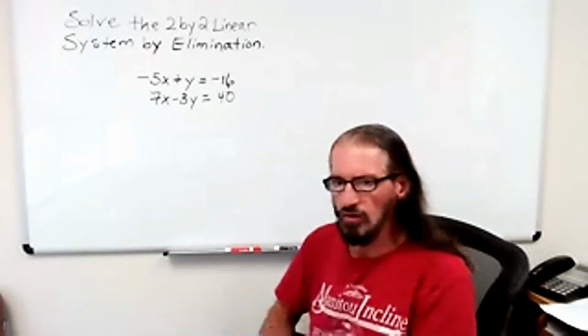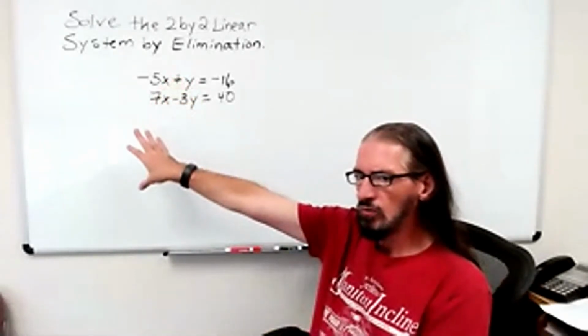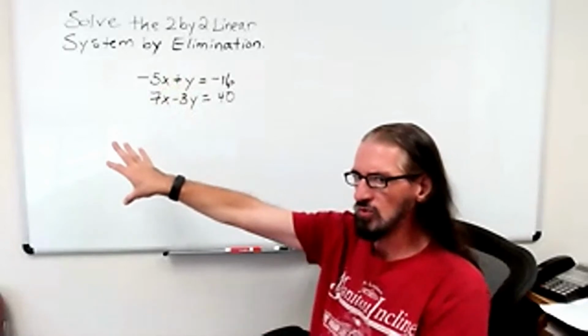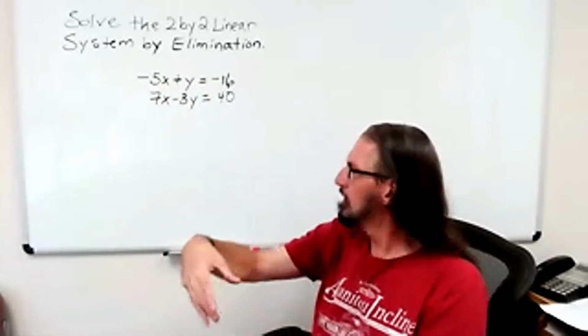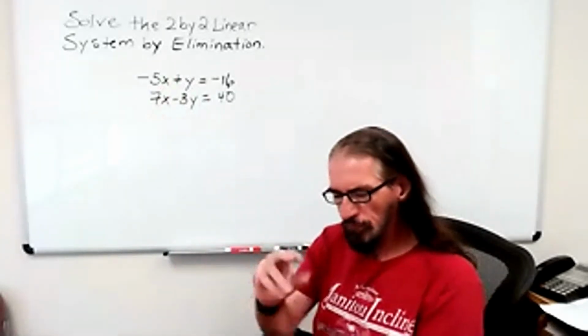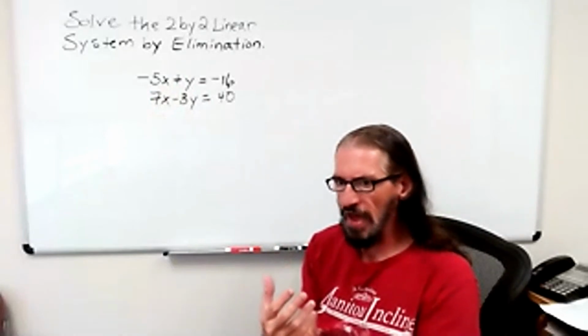In this case, notice how these are already in standard form. That's a good thing when it comes to using the elimination method. It would be even better if we had one of the variables where the two coefficients were negatives of each other, but we don't have that.